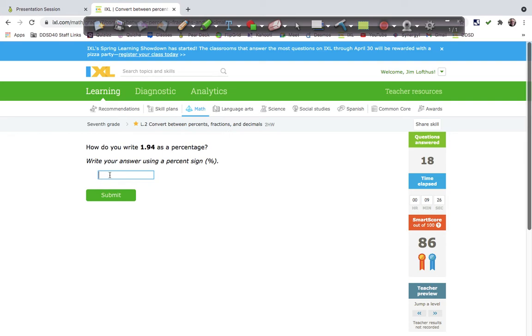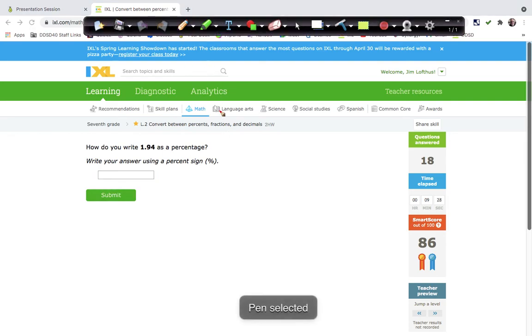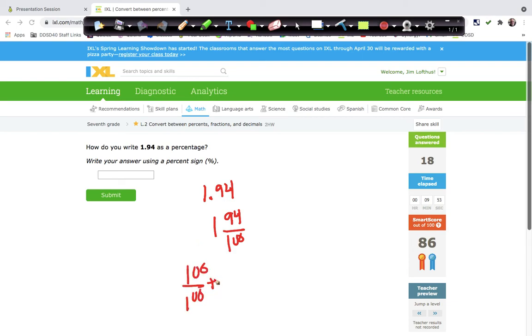1.94 as a percent is an interesting one. I'm going to write this one out. And that is 1.94 as a percent is 1 and 94/100ths. So this is 100. 1 is 100/100ths. They both have to be over 100, and 94 over 100. That's 194 over 100, and that is 194%.